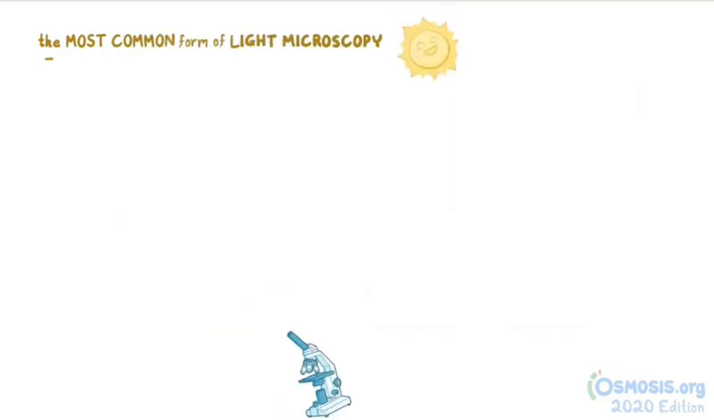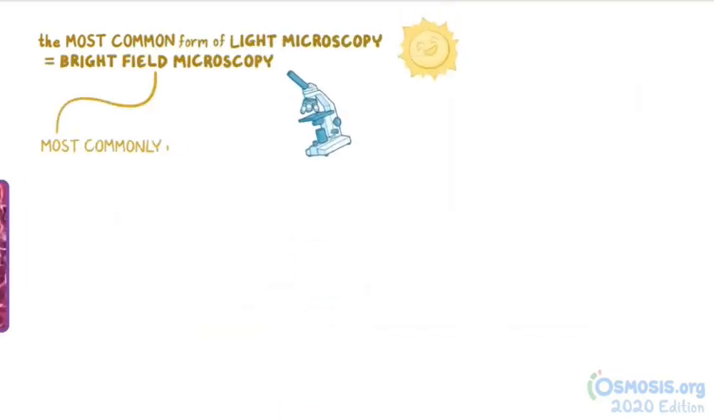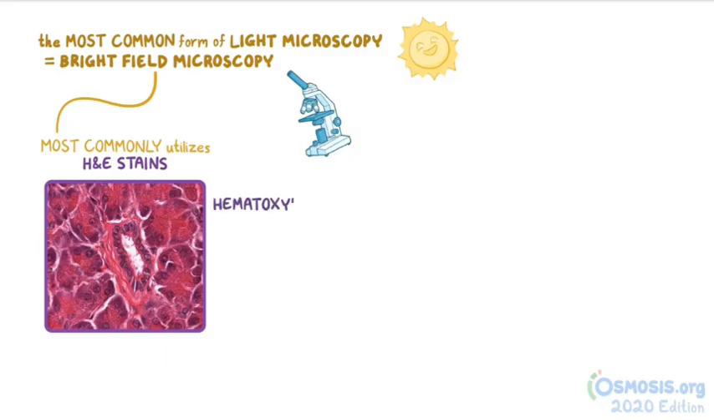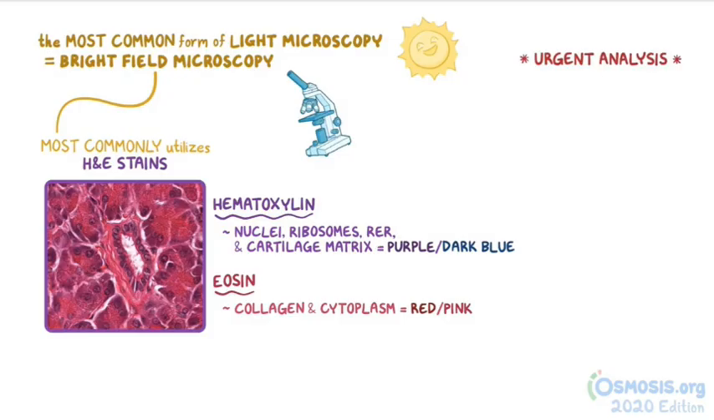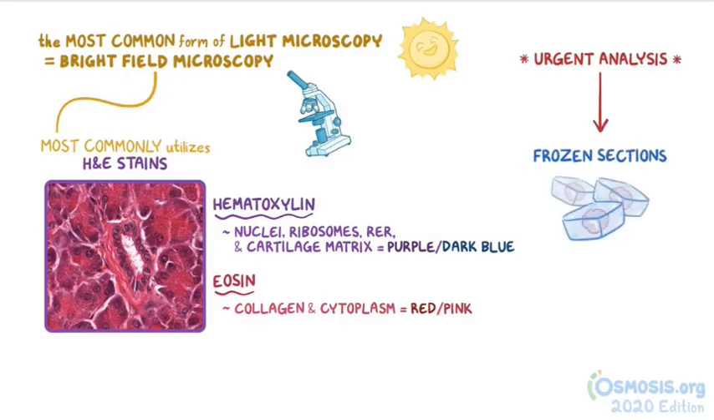Alright, as a quick recap. The most common form of light microscopy is bright field microscopy, which most commonly uses H&E stains. Hematoxylin will stain nuclei, ribosomes, rough endoplasmic reticulum, and cartilage matrix a purple or dark blue color, while eosin will stain collagen and cytoplasm red or pink. Other stains can be used along with H&E in order to help visualize and examine specific structures that might not be as easily seen with H&E alone. If urgent analysis of a tissue is required, frozen sections can be used in order to provide results much faster.